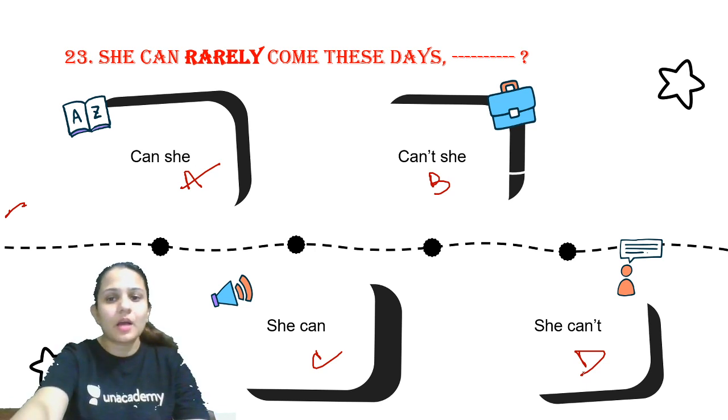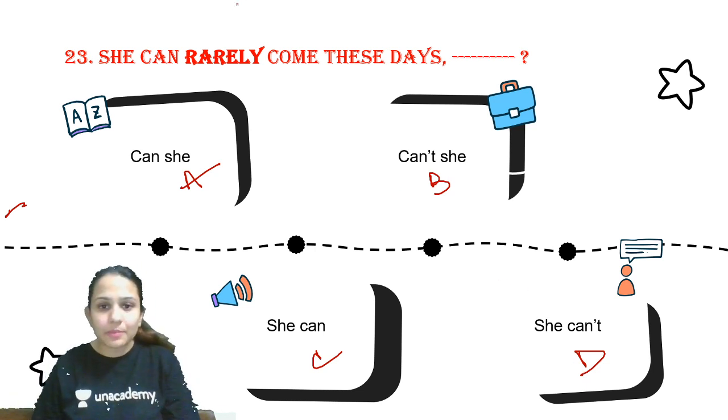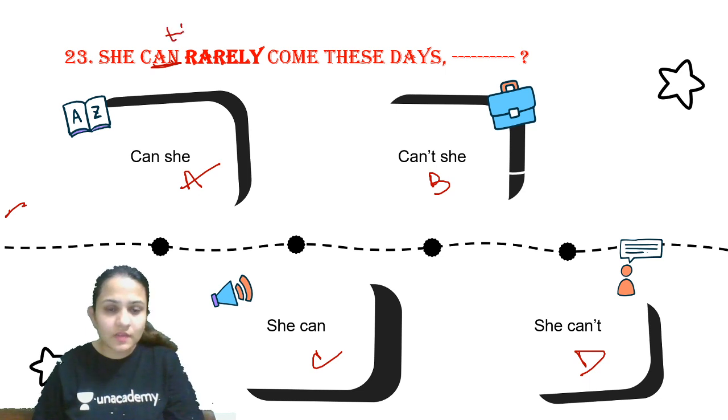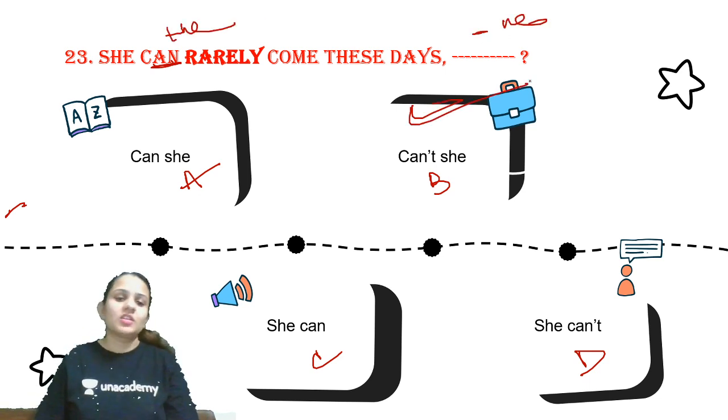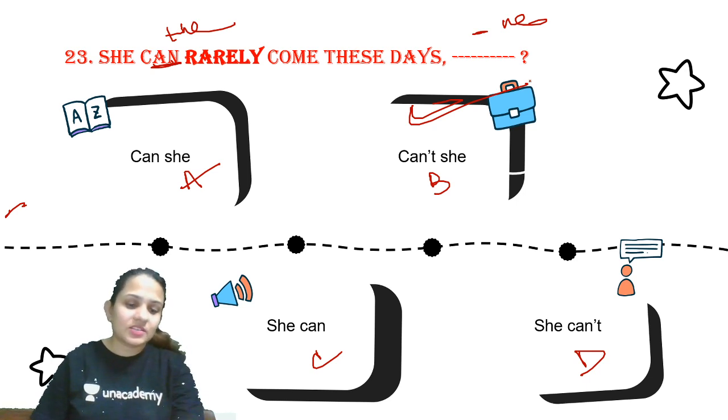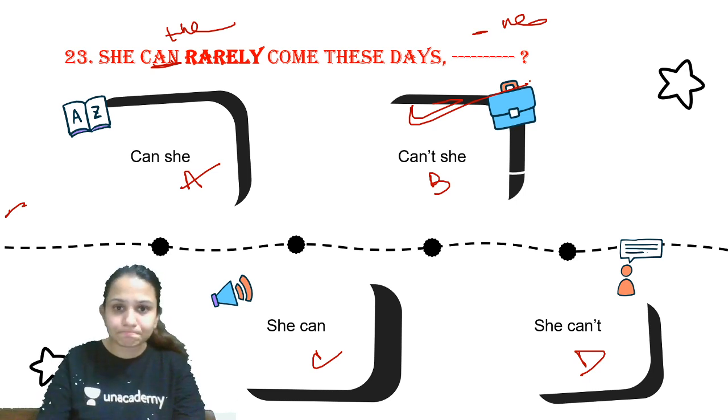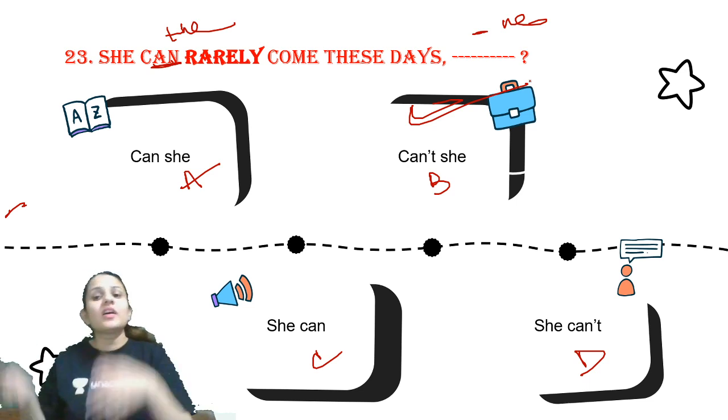She can rarely come these days. Because this is positive, and the rule of question tag tells us this has to be negative. So therefore, can't she? She can rarely come these days, can't she? This is positive, this has to be negative, and vice versa.